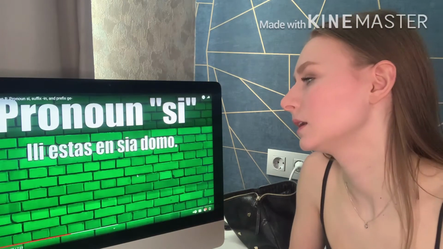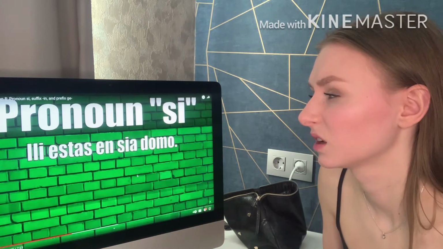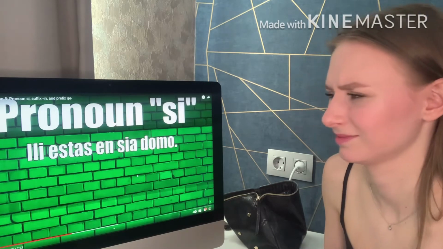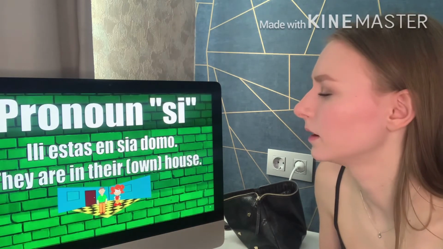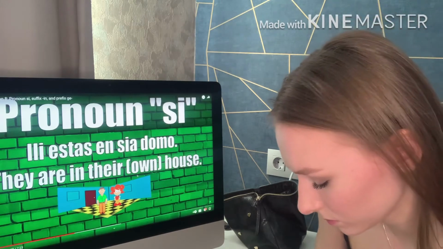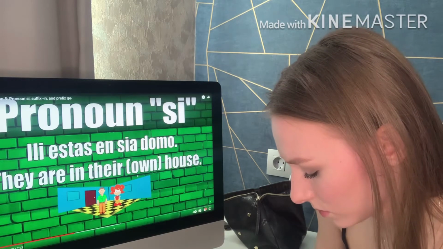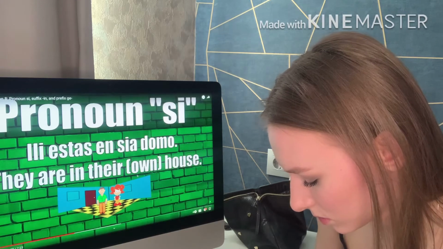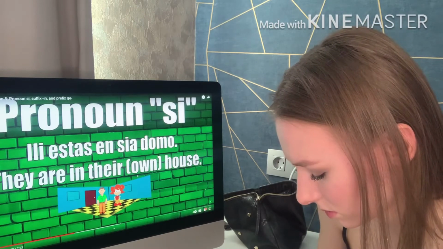Another example, ili estas en sia domo. They are in their own house. Ili estas en sia domo.